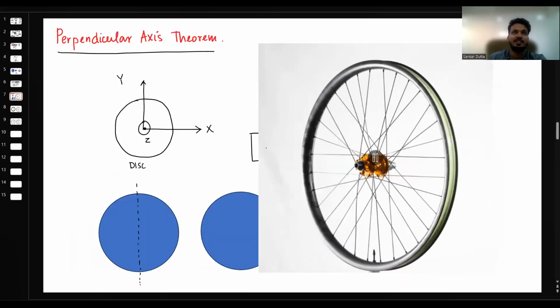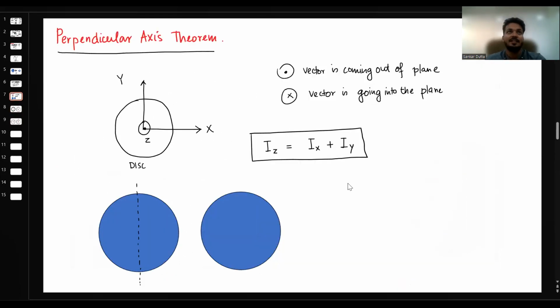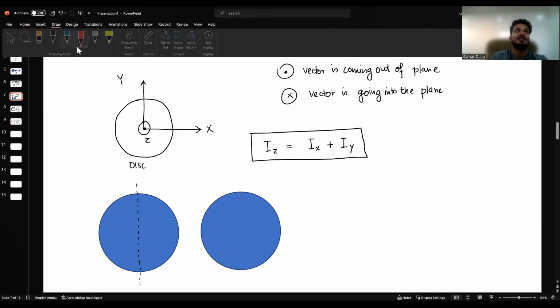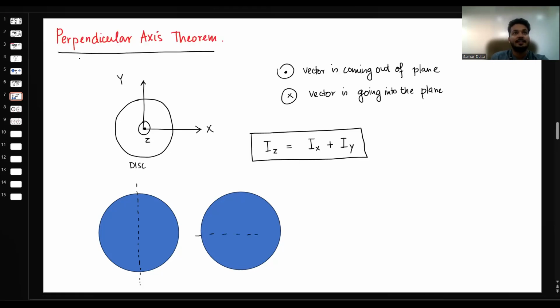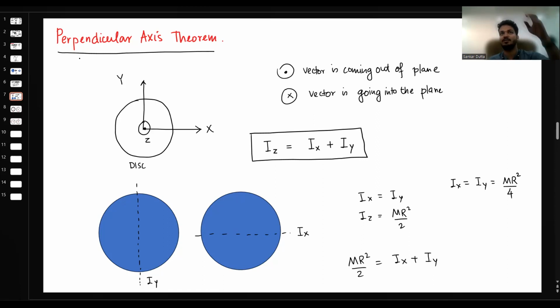Okay. So in our discussion, we know that Iz is equal to Ix plus Iy. And from symmetry, I also know that Ix and Iy are equal. And this is already known, that Iz is equal to mr squared by 2. So using these three pieces of information, can we find the moment of inertia about X? Well, I can write mr squared by 2 is equal to Ix plus Iy. But since both of them are equal, each of them will be equal to mr squared by 4.